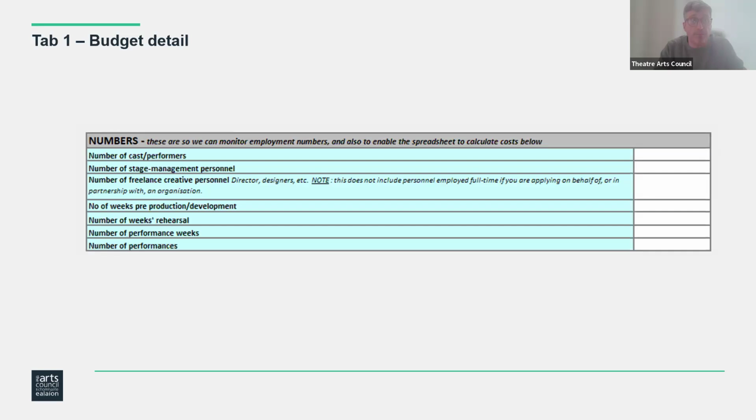You don't want to put anything, and this is for strand one or strand two, just to be clear, in number of weeks rehearsal, number of performance weeks, number of performances, because if you're doing that for a strand one or strand two, it's going to throw the calculations off. So basically, for everything that you're doing for a strand one or strand two, you can just put it into the number of weeks pre-production development.